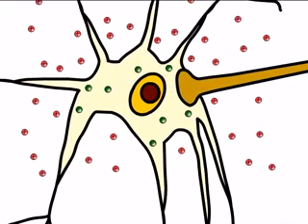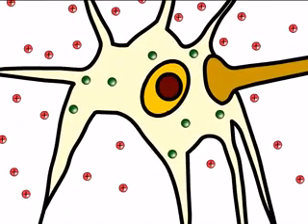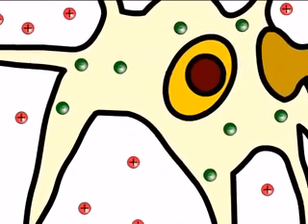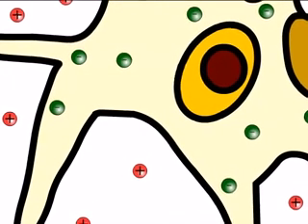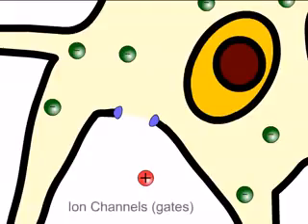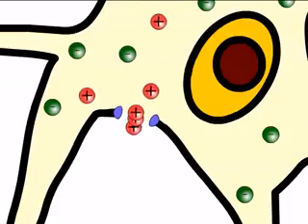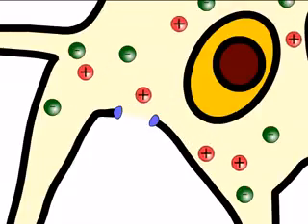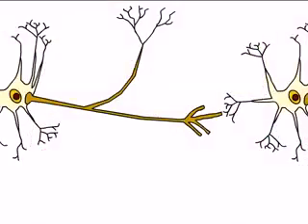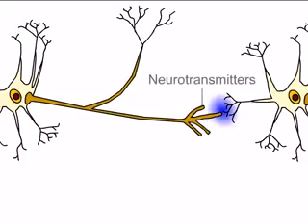What's special about a nerve cell is that its membrane potential can change in response to sensory stimuli, such as sound, light, touch, and chemicals released from another nerve. In response to the stimulus, the nerve cell opens or closes ion channels, called gates, which change its permeability to sodium and potassium. Positively charged sodium ions rush inside the cell, making the inside less negative. This is called depolarization.